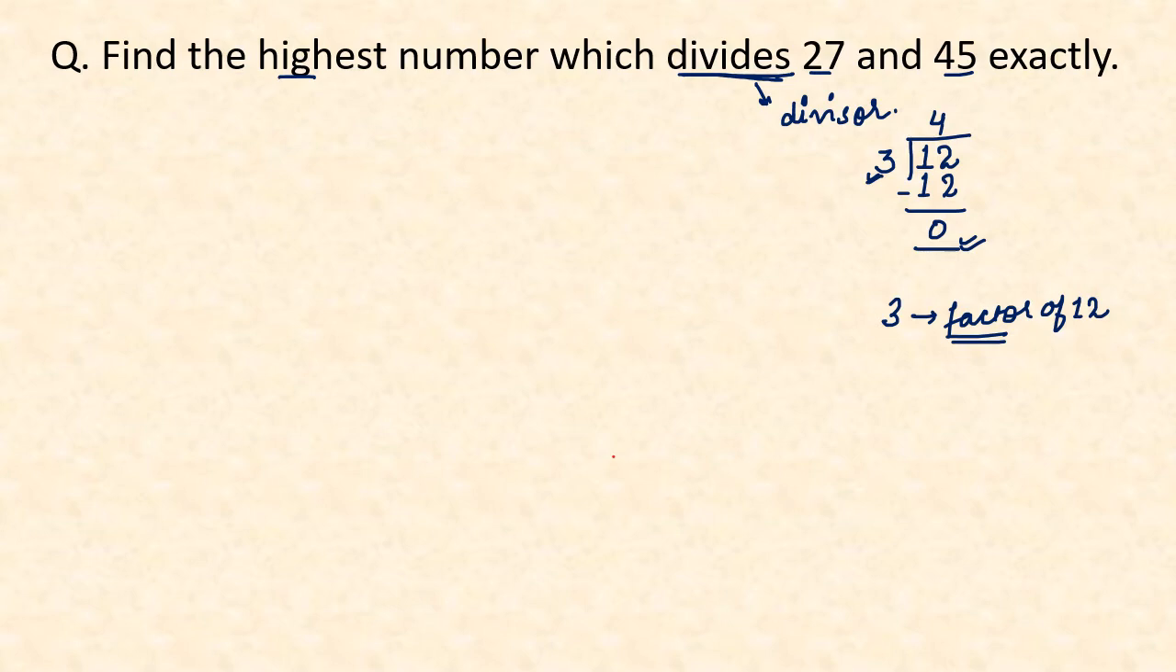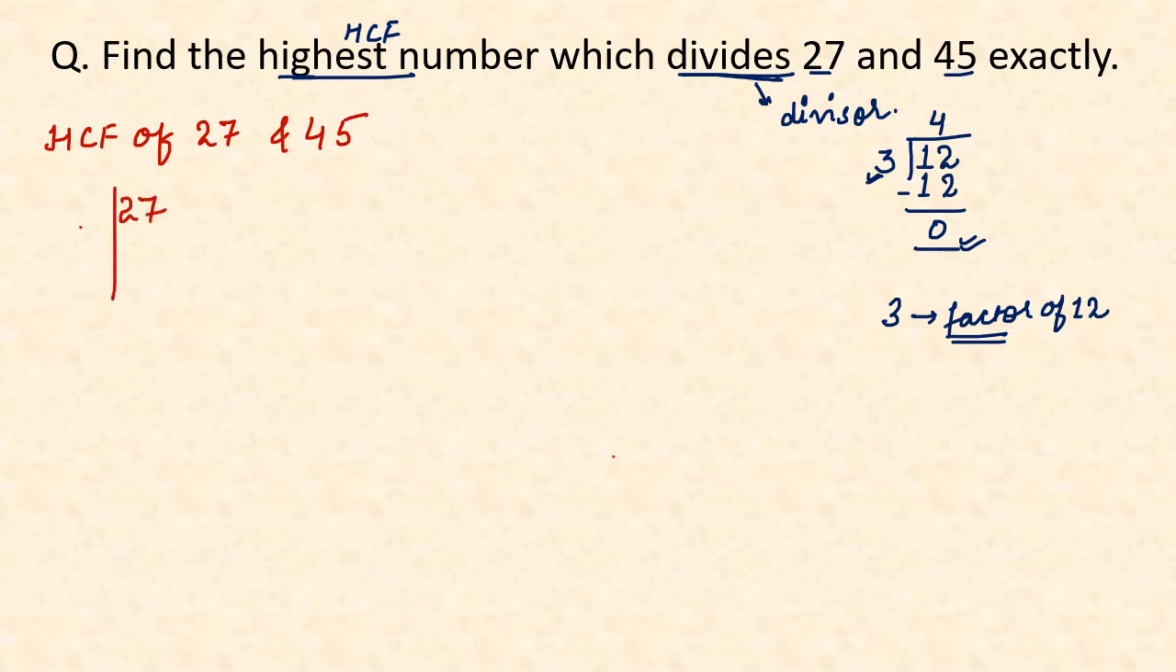So highest factor means HCF. Here we have to find out the HCF of 27 and 45. Firstly, we will do the prime factorization of 27. 27 is divisible by 3. 3 nines are 27. 9 is divisible by 3. So 3 threes are 9. And then 3 ones are 3.